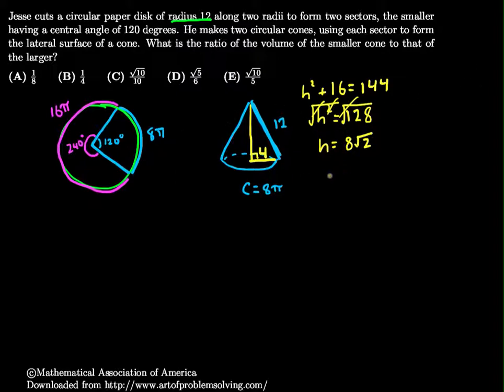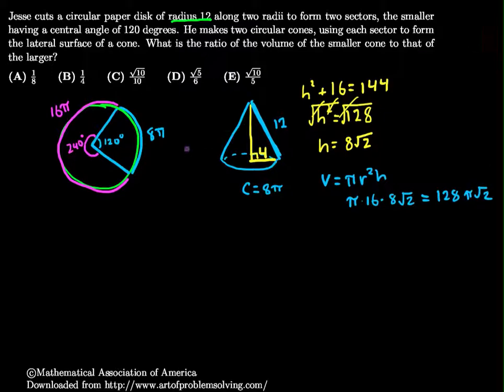And that means that this blue cone volume is going to be pi r squared h. That's the formula for this. r is 4, h is 8 root 2, so we have pi, 4 squared is 16, h is 8 root 2, and 8 times 16, we just saw, is going to be 128. So 128 pi times the square root of 2.